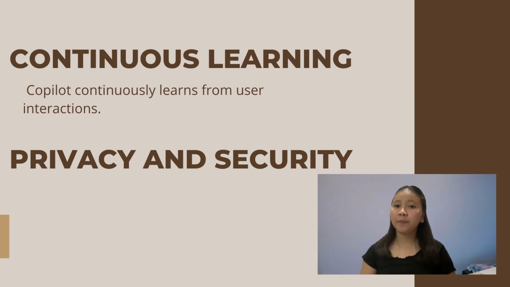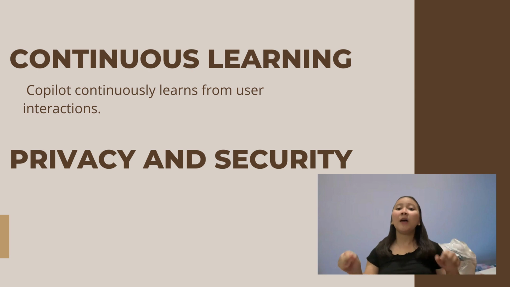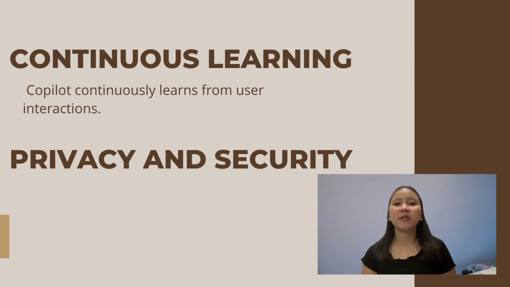Privacy and security. Copilot uses a mixture of licensed code and code from publicly available sources, considering open source licenses and respecting copyright. However, it has faced criticism for potentially generating code that infringes on copyrights and other intellectual property rights. But overall, Microsoft Copilot aims to boost developer productivity by providing contextual suggestions and helping automate repetitive coding tasks.